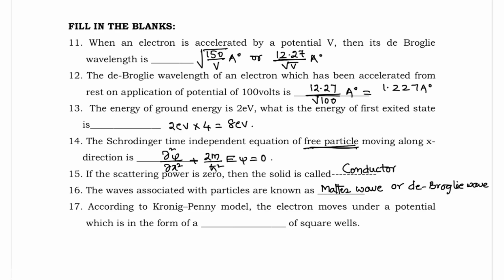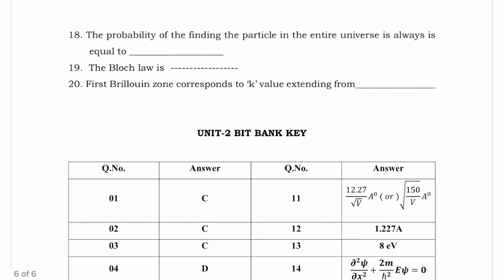According to the Kronig-Penney model, the electron moves under a potential in the form of periodic square wells, or an array of square wells. The probability of finding the particle in the entire universe is always equal to 1. So this is called the normalization condition.